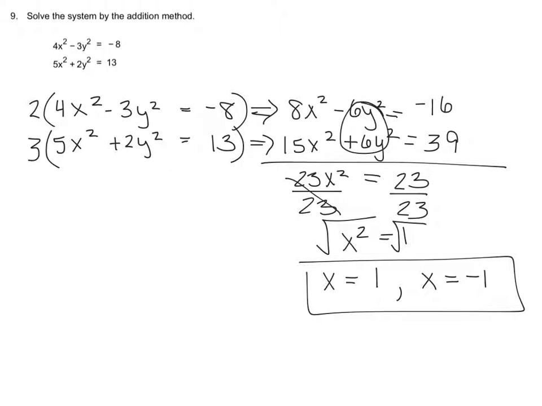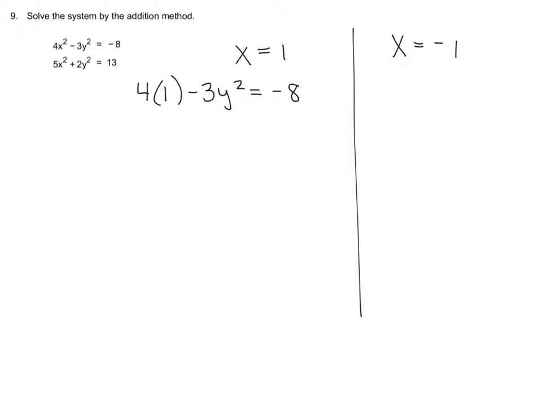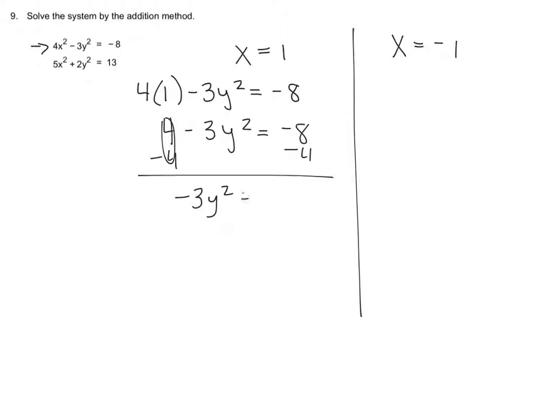for y. For x equals 1, I just plugged in a 1 for x in the first equation, and we have 4 minus 3y squared equals negative 8. We'll subtract 4 on both sides, and we get negative 3y squared equals negative 12. Then we'll divide both sides by negative 3, and we have y squared equals positive 4.